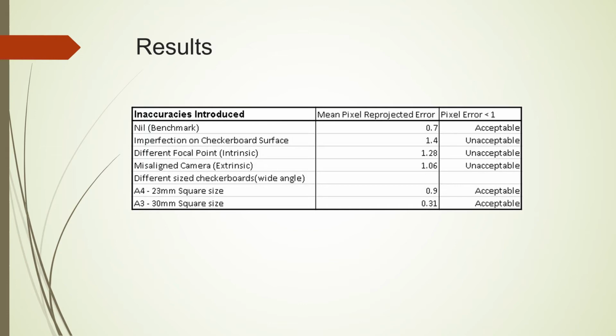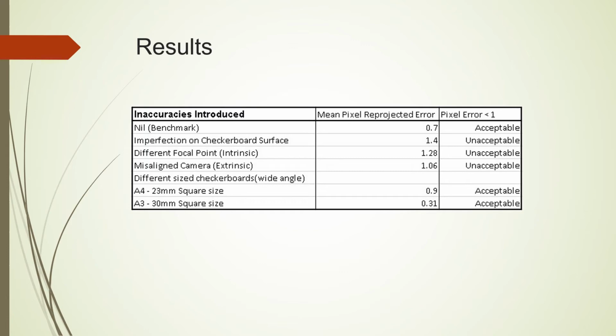Imperfect checkerboard surface induced the highest pixel error. Different focal point and misaligned camera had lesser pixel error. However, all these results were unacceptable as the pixel error was above 1. For the benchmark, we have a pixel error of 0.7, which falls in the acceptable category.